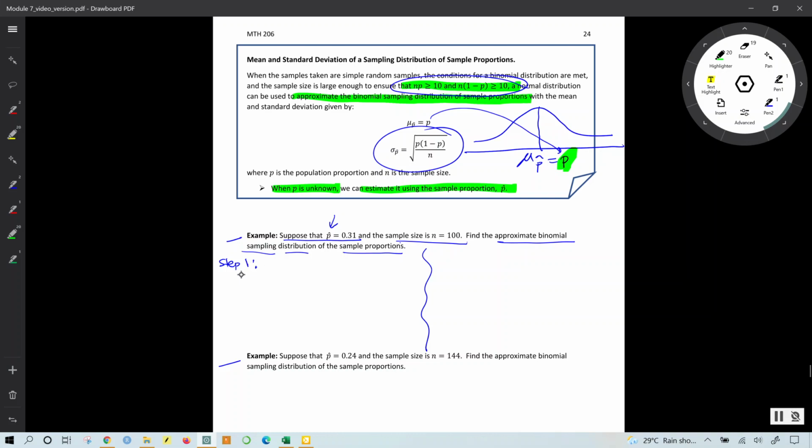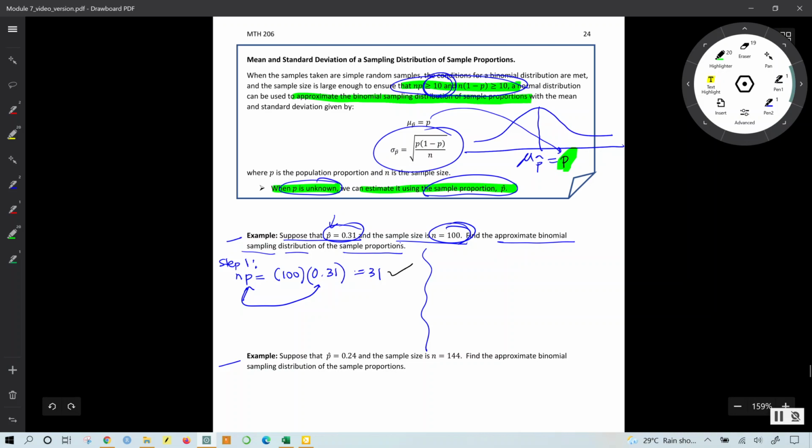First, we'll check what n times p is. Our n in this question is 100, and our p, remember, since just p is not given in this question, when p is unknown, we can estimate it using p hat. That means we can represent this p with this p hat when the actual p is not known. This is equal to 31, which is greater than 10.